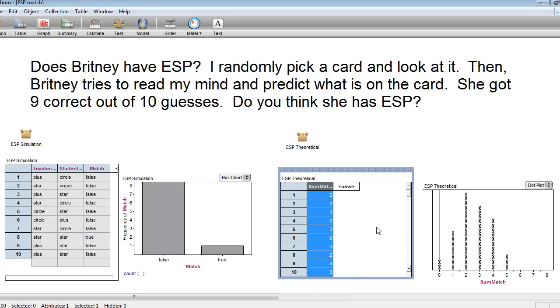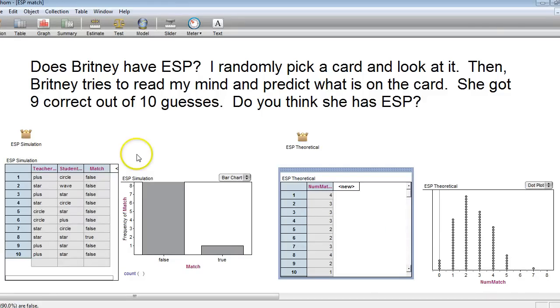But the question we really want to ask ourselves is, how likely is it that we're going to get 9 correct out of 10? I see a 6, I see a 7. That time we only had 5, now 6 is the most. But I don't think we're going to ever see beyond 7. I mean, it could happen, but it looks like it's very, very unlikely. I'm starting to really think now that Brittany actually has ESP, because this is really kind of strange.